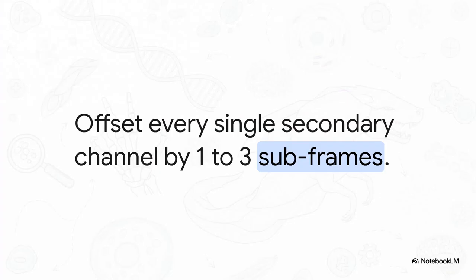So the absolutely crucial rule you need to remember here, you must offset every single secondary channel by 1 to 3 subframes. Why? Well, because if 2 opposing body parts stop moving on the exact same frame, your animation instantly looks mechanical. It looks dead. It's a dead giveaway that a computer is driving the bus. Staggering those channels forces the motion to resolve organically, just like real muscles absorbing momentum in the real world.